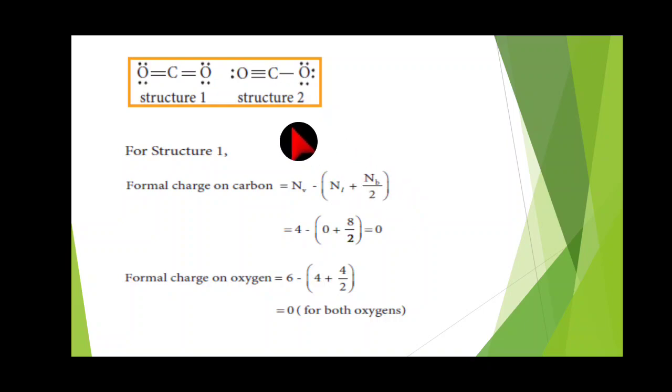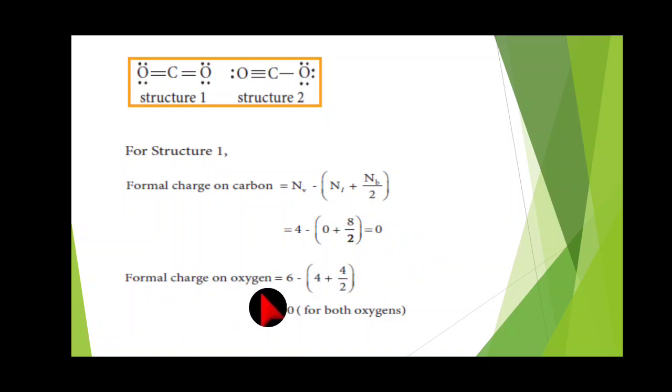Bonds in the bond pair, how many electrons? So each bond has 2 electrons, 2 plus 2 plus 2 plus 2, 8 electrons, right? 8 by 2. So carbon formal charge is 0.